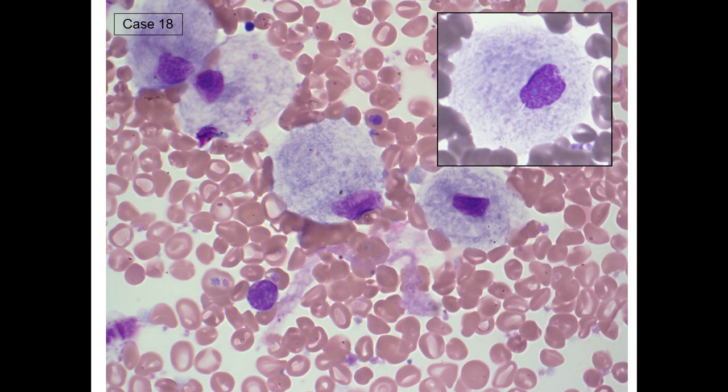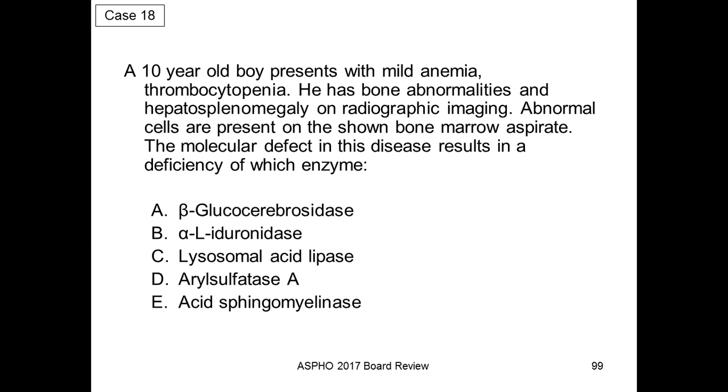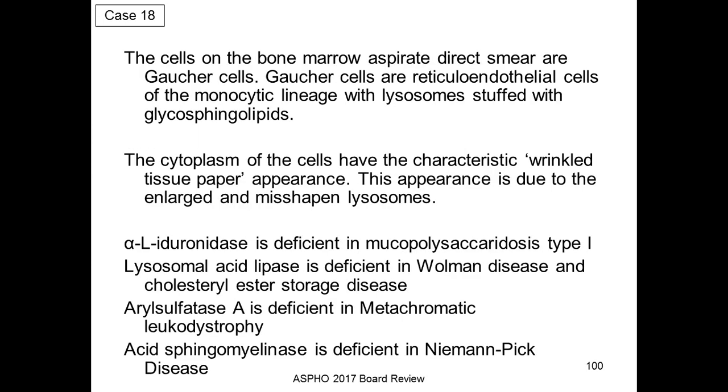So here's a picture of the bone marrow aspirate again. This is an example of Gaucher cells, and the enzyme involved is beta-glucocerebrosidase. These Gaucher cells are reticuloendothelial cells of the monocytic lineage, and they have lysosomes stuffed with glycosphingolipids. And the cytoplasm, as a result, has this characteristic wrinkled tissue paper appearance. This appearance is due to these enlarged and misshapen lysosomes. And the other choices do not result in production of Gaucher cells in the marrow.